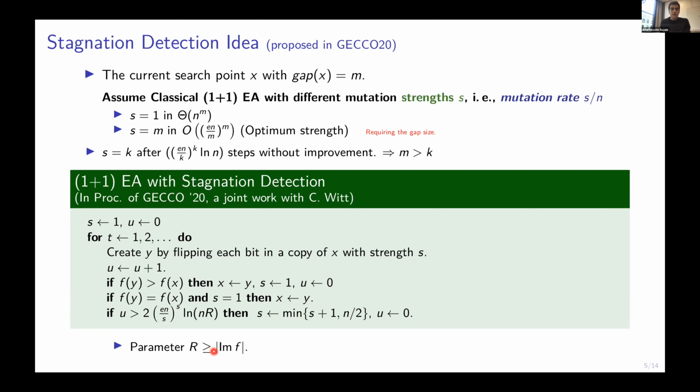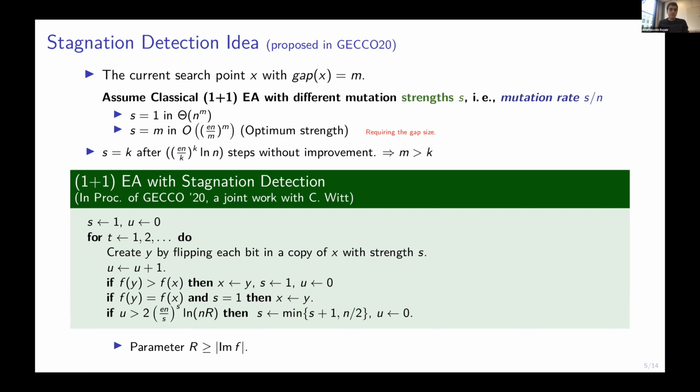The parameter R in the threshold value is to control the probability of failing to find an improvement at the right ascent. In the paper, we showed that if R is set to the cardinality of image of the fitness function, we will achieve some interesting results.